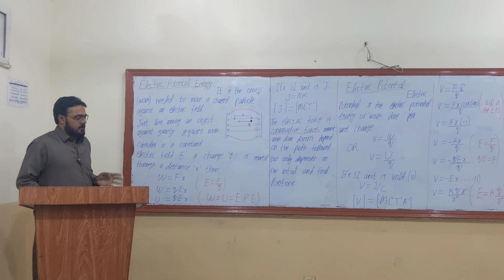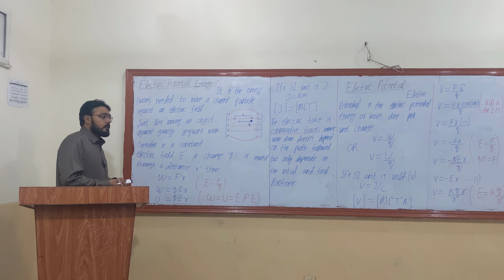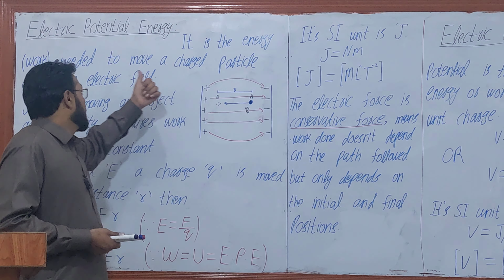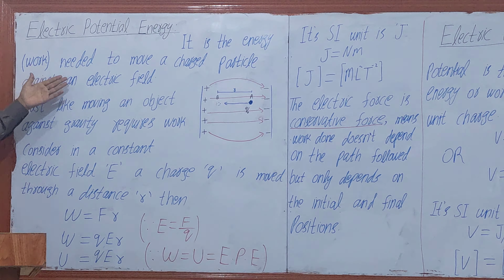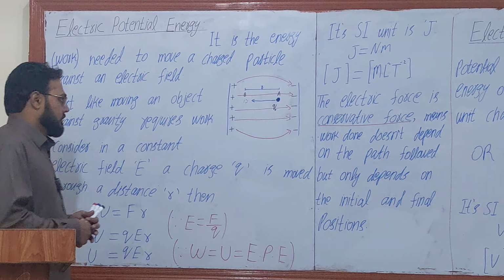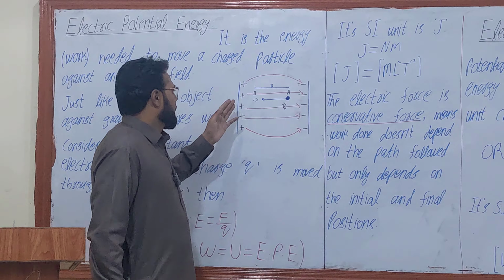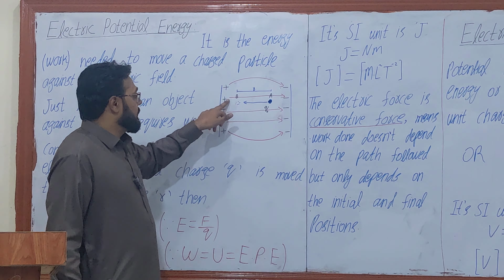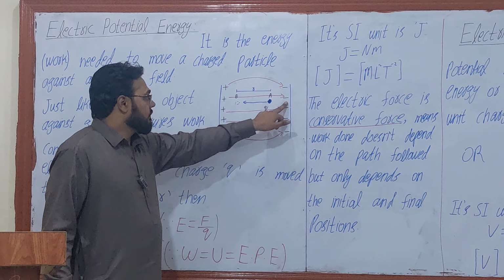Electric potential energy. Electric potential energy is the energy or work needed to move a charged particle against an electric field. For example, here the electric field is from positive to negative.